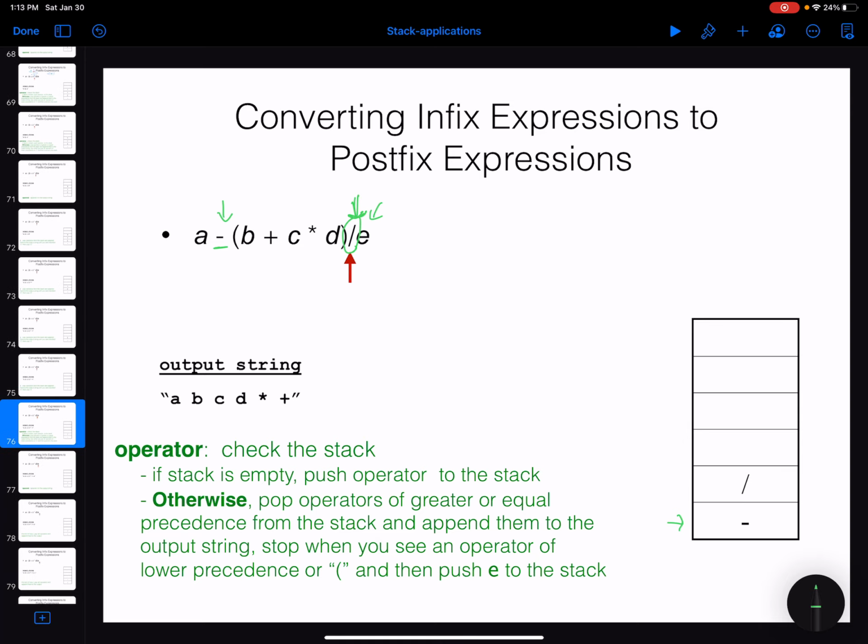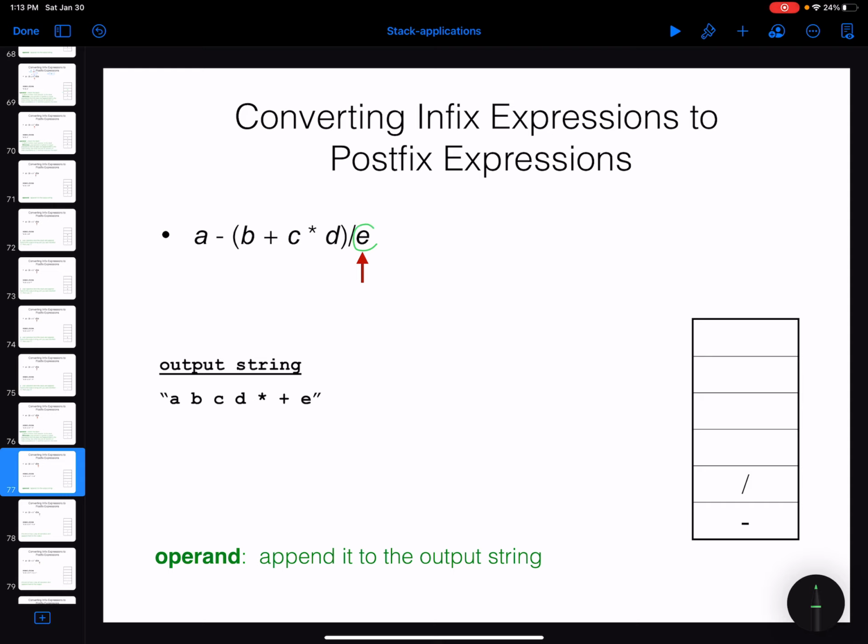The next token is going to be an operand, right? You just concatenate it to the output. Okay, now I reach the end of the string. What should I do? You can see that there are some operators in the stack. They need to be dumped in the output. When you reach the end of the string, just look at the stack and pop all of the operators from the stack and concatenate them to the output.